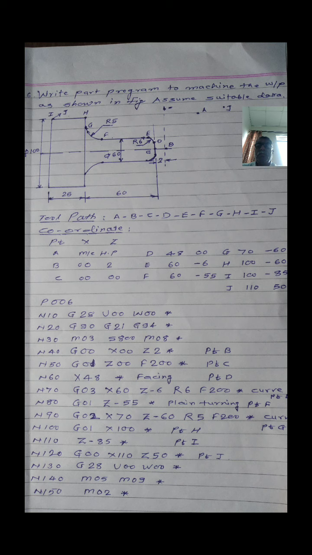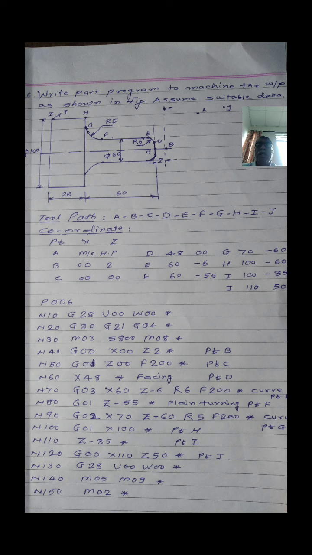G03 means circular interpolation in counterclockwise direction. Is it okay? G02 is for circular interpolation in clockwise direction. G03 is circular interpolation in counterclockwise direction.